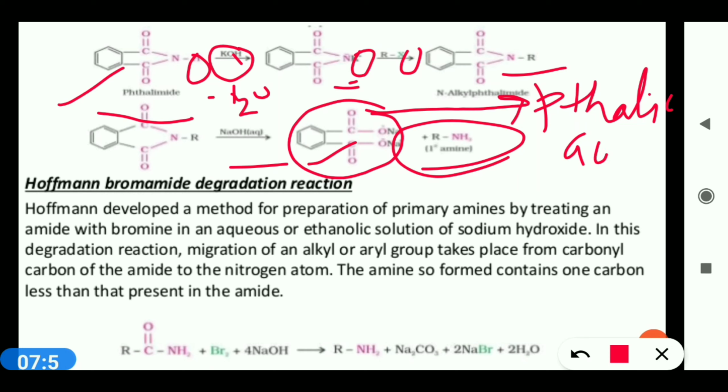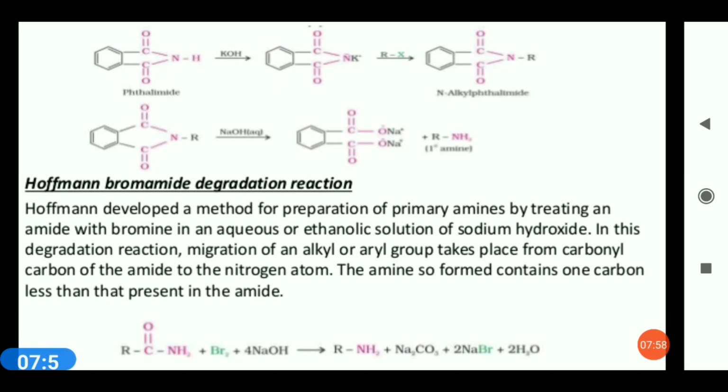This is phthalic acid. Next is Hofmann-Bromamide degradation reaction. In Hofmann-Bromamide degradation, as the name indicates, there is the descending of the series, means the product will have lesser number of the carbon as compared to the reactant.